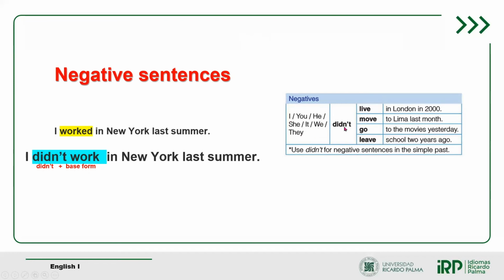Look at this. I didn't live in London in 2000. You didn't live in London in 2000. He didn't live in London in 2000. She didn't live in London in 2000. It didn't live in London in 2000. We didn't live in London in 2000. They didn't live in London in 2000. So you will use didn't with all the subjects to make a negative sentence. And my verb is not going to change. Didn't live, didn't move, didn't go, didn't leave. All right? Please keep in mind, do not forget.